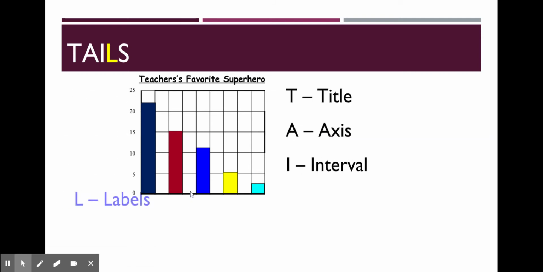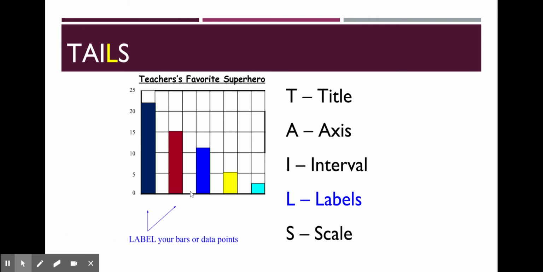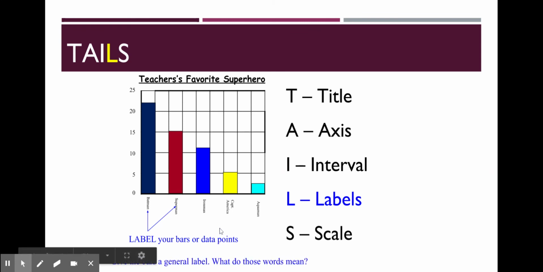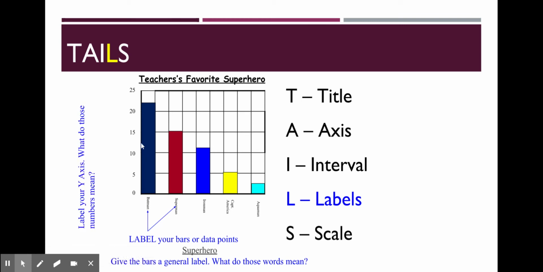The L stands for labels. You need to make sure you label your bars and all of your data points. In this case, the 5 superheroes. The bars have a general label. So what's the overall label of this? What do these bars mean? In this case, superhero. And then you're going to label your y-axis. What do those numbers mean? In this case, it means number of teachers.